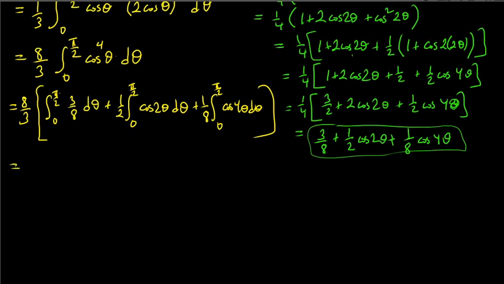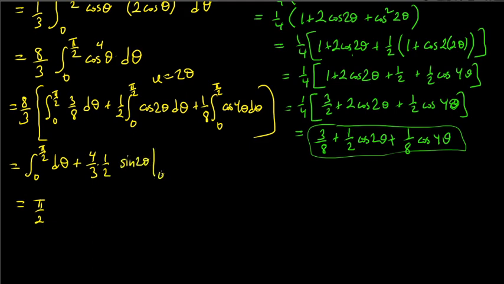Okay, so I'm going to do this a little bit more quickly here, right? You get 8 over 3 times 3 over 8 is just 1. So this first integral is just the integral from 0 to pi over 2 of 1 d theta, which of course is just pi over 2. No surprise there. The second integral here, we get 8 over 3 times 1/2, that's going to be 4 over 3. And then because of the substitution, you're going to use u as 2 theta, you get another 1/2. And then when you integrate, you get sine of 2 theta evaluated between 0 and pi over 2.